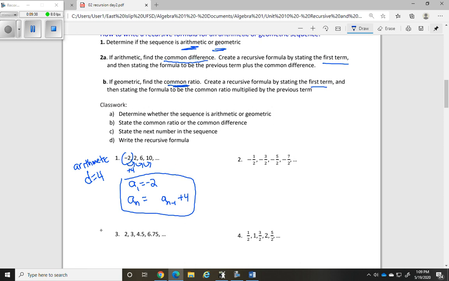That's all you're doing. Let's take a look at number 2. What's happening each time?